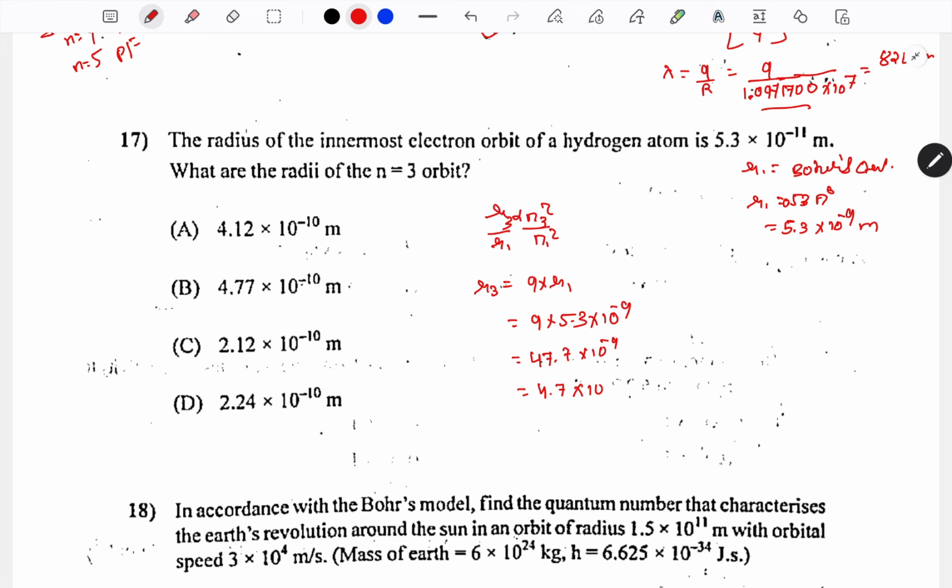One second, I think I have made a calculation mistake. Okay, so 0.53 means 10 to the power 11 meter. So this will be 10 to the power 11, and it will be 10 to the power minus 10 meter. So 4.7 into 10 to the power 10 B.